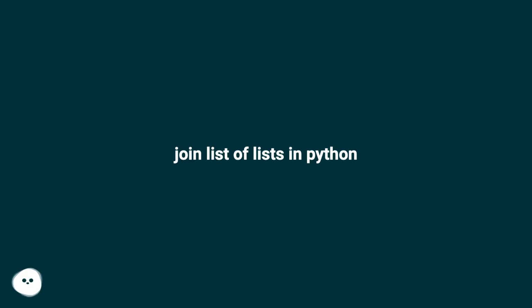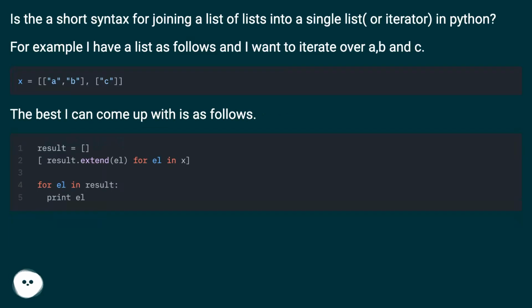Join list of lists in Python. Is there a short syntax for joining a list of lists into a single list, or iterator, in Python? For example, I have a list as follows and I want to iterate over A, B, and C. The best I can come up with is as follows.